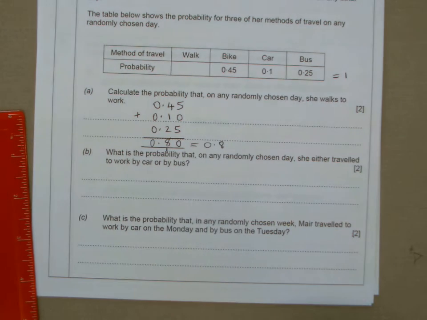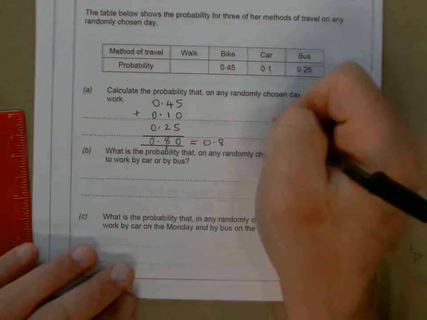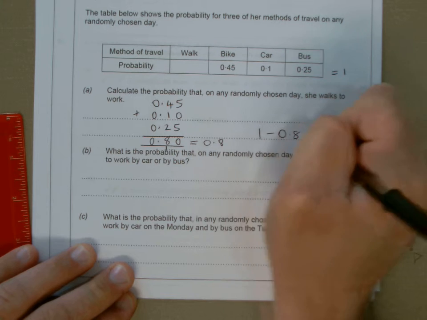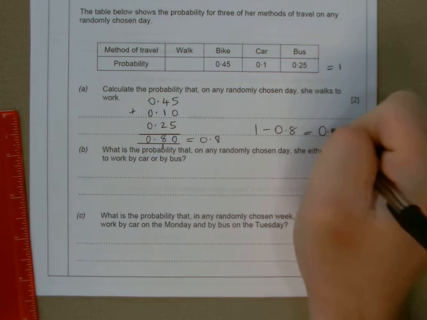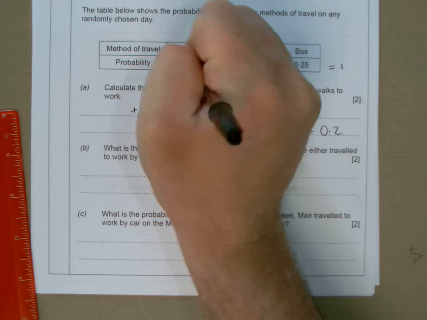So what's left from 1? Well, all I've got to do is 1 take away 0.8. And that's like saying 100% take away 80%, and you're left with 20%. Of course, it's 0.2.